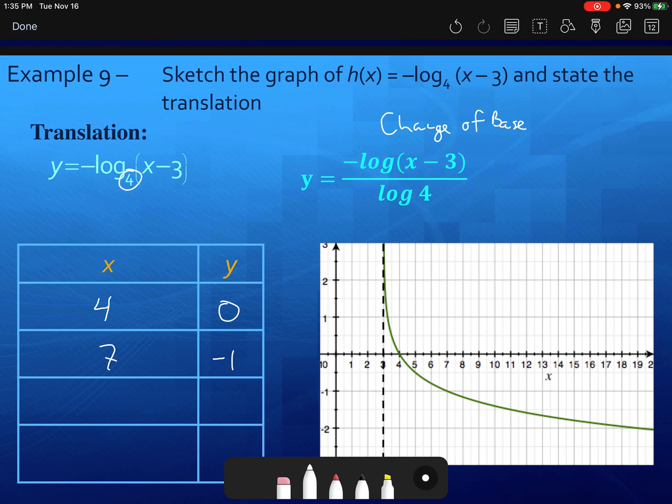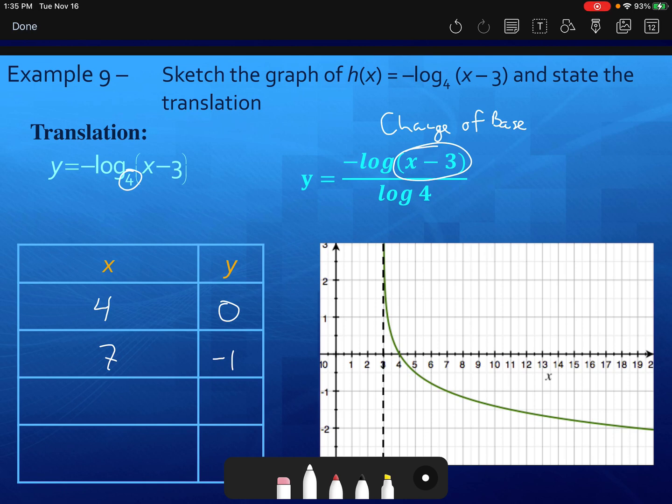We can go to our graph on our calculator, probably even easier. So if we just elected to graph this, we could find the table of values very simply. So we could go negative log of (x minus 3), close it, divided by log 4, and zoom 6 it. And then we can see that we're going to have a vertical asymptote at x equals 3, and that's because of this right here. We can also see that the domain is going to be 3 to infinity.